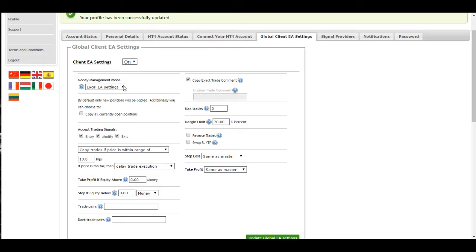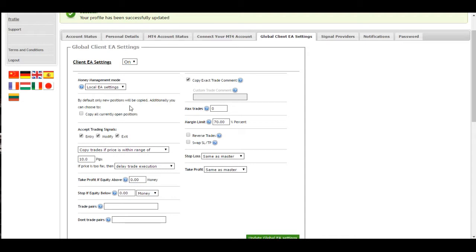And what this is, all throughout the website, there are these little blue question marks, and basically hovering over them, clicking them won't do anything, but hovering over them, it'll tell you more about that section. So if you don't know, just hover over it and it'll let you know. All right, so right here, local EA settings. Choose this option to use money management settings that are currently set directly in the client EA running on the MT4.